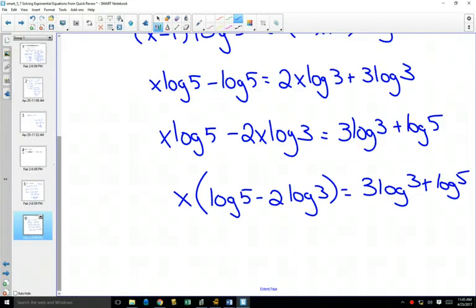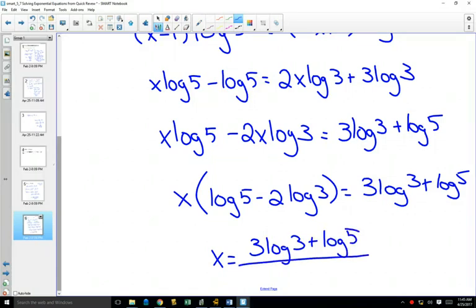Now, how do I get x by itself? Because this is x times a number, I would have to divide by that number. So my final answer is 3 log 3 plus log 5, all divided by log of 5 minus 2 log 3. Whew. There's a lot of stuff there.